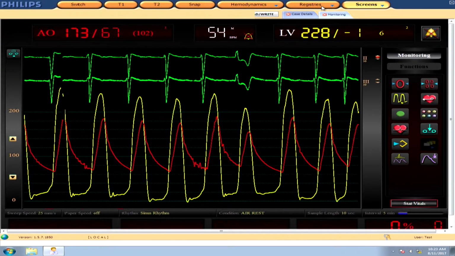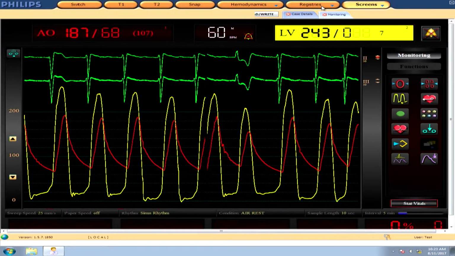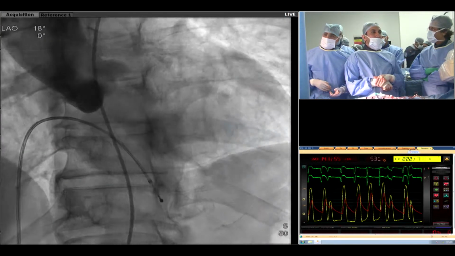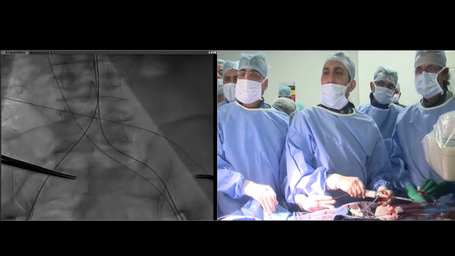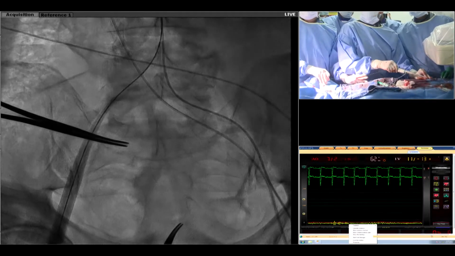So the wire which I have is an Amplatz extra stiff wire. I'm going to shape it. So how much was the aortic valve area? 0.3. So this is going to go under fluoroscopy. We just kind of slowly.